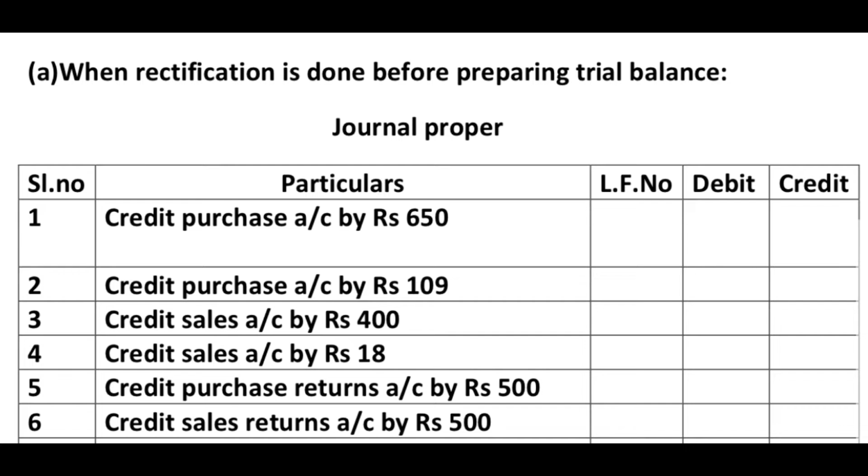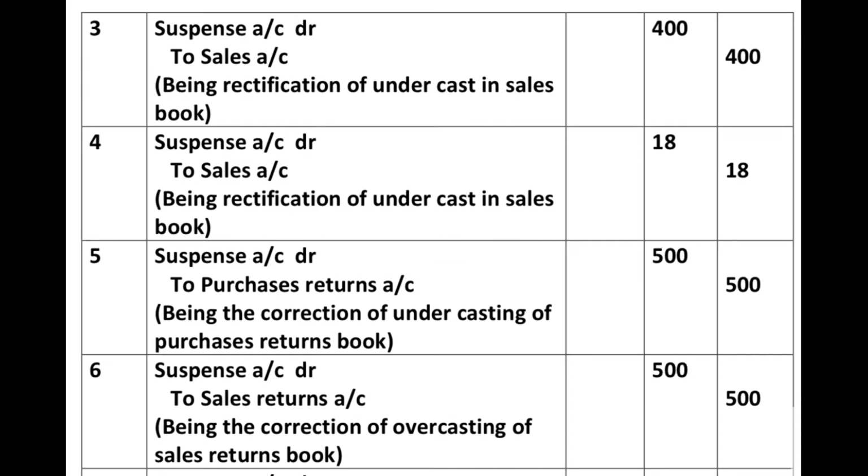A. When rectification is done before preparing trial balance. For the sixth point, the sentence is credit sales returns account by 500 rupees. B. When rectification is done after preparing trial balance. For the sixth point, the entry is suspense account debit to sales returns account 500. Narration: being the correction of overcasting of sales returns book.